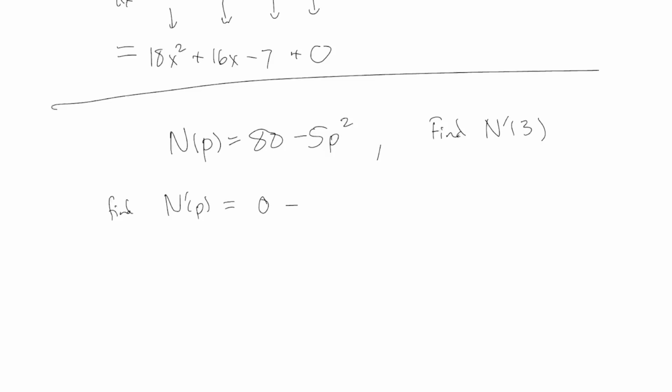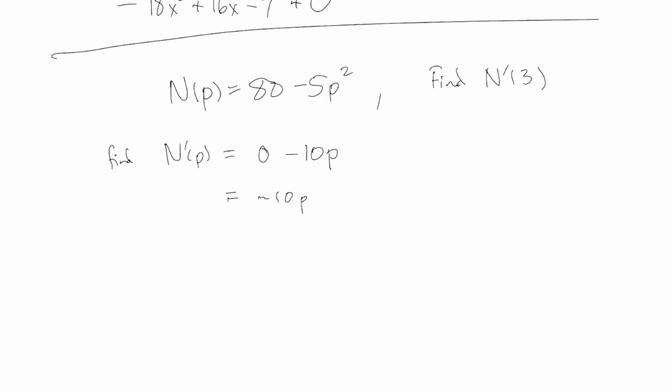Minus 5p squared, what does that turn into? Somebody want it? 10p, yeah. The exponent, the 2 comes down, multiplies on the 5. Should be negative 10p because we had a minus sign there from before. All right. So this, of course, is just minus 10p. And now your job in this problem on the homework was specifically find n prime of 3. So n prime of p is negative 10p. So n prime of 3 is negative 10 times 3, which is negative 30. And that was the answer in the homework problem.